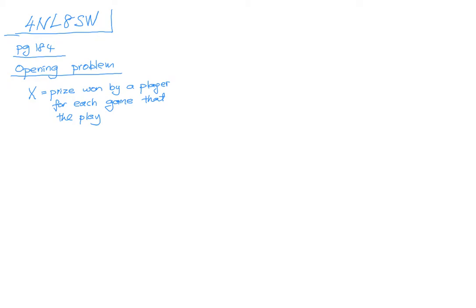So you see the table given is the price value, correct? So I define, every time when you are given a problem, you have to define your variable X. So this is your variable. So we have to define it. What is the variable about? Price won by a player for each game that they have played.